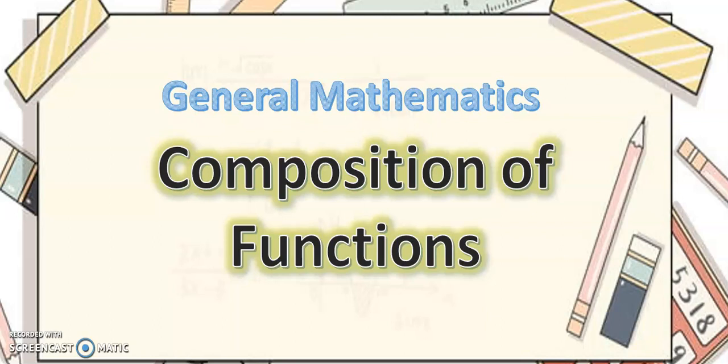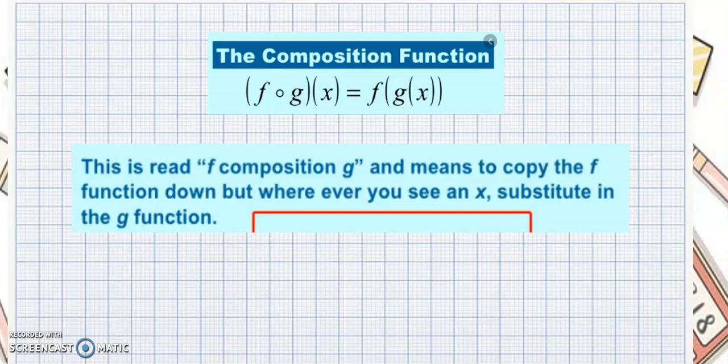For today's video, I will teach you about the composition of functions. So what is the composition of functions? The composition of functions, f circle g of x, means you need to insert the value of g of x into f. So if this is f circle g of x, the second function will be inserted into the first function. This is read as f composition of g, and it means to copy the f function down, but wherever you see an x, substitute in the g function.